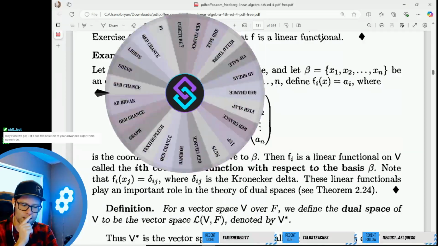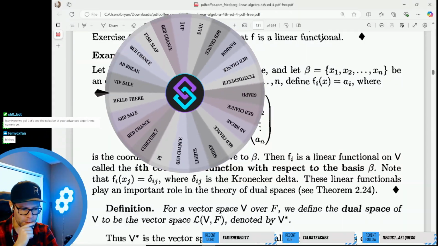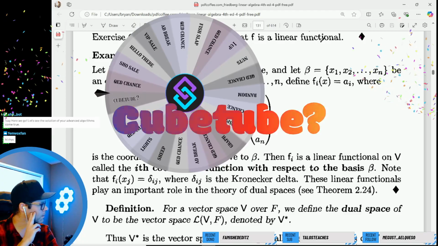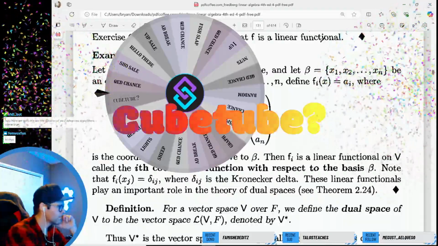Okay, true, that's what they're trying to do here with this f of x. That makes sense.